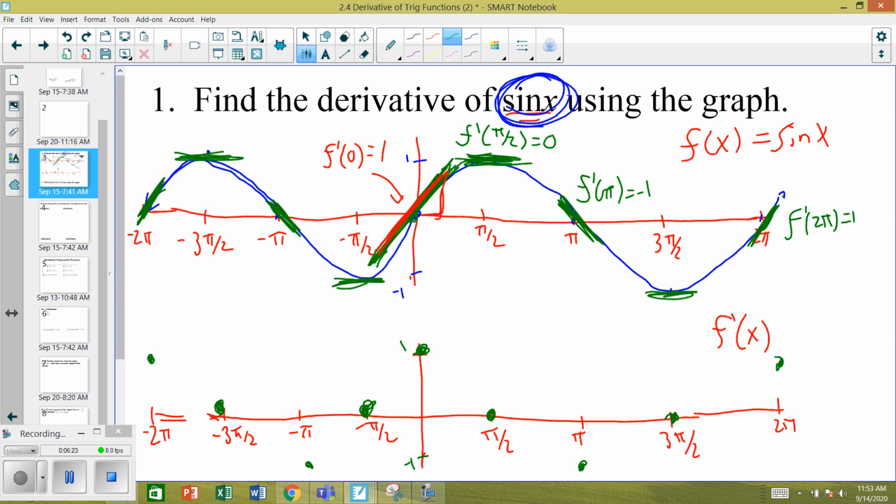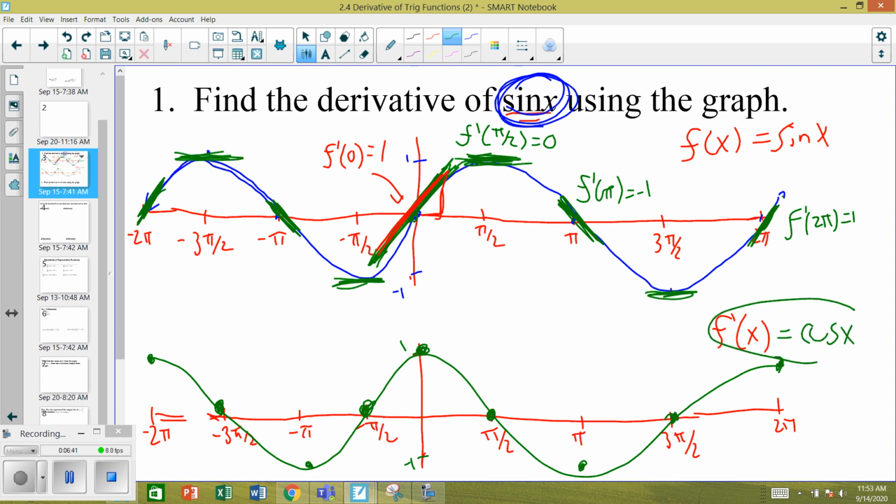Now, if I were to connect these dots, what am I left with here? What graph does that look like? Hopefully you're yelling it at the top of your lungs. This is the cosine of x.